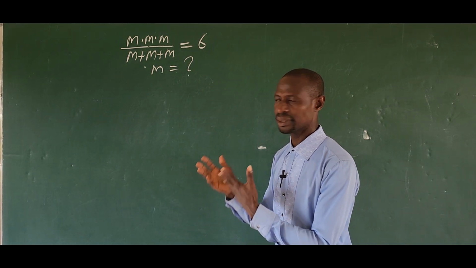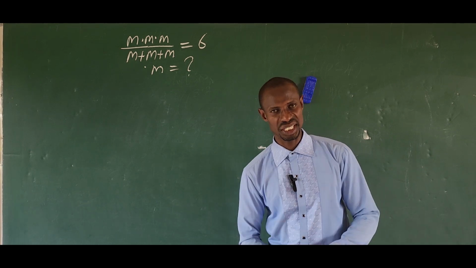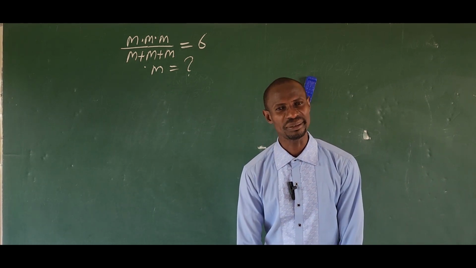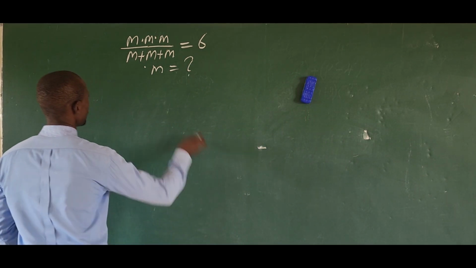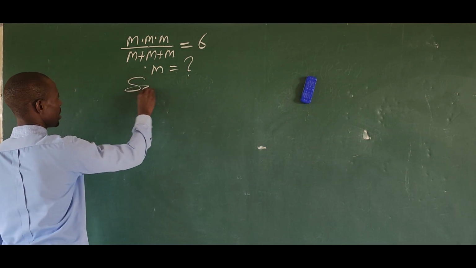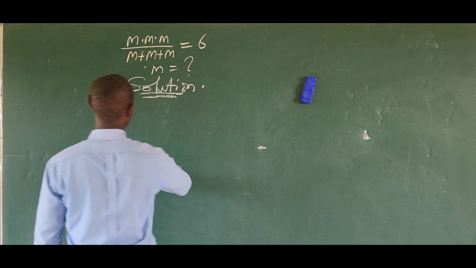Look at this challenge before us here: M times M times M all over M plus M plus M equals 6. This is a very simple one. How do we navigate? This is how we do it. We are just to solve for the value of M here, so we're taking our solution here without much waste of time.